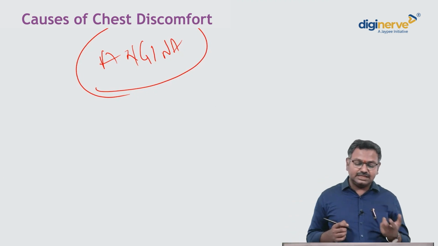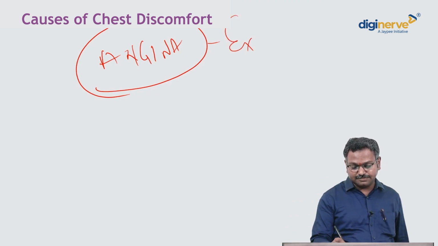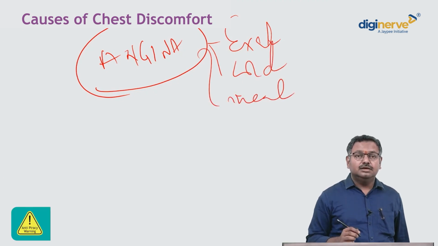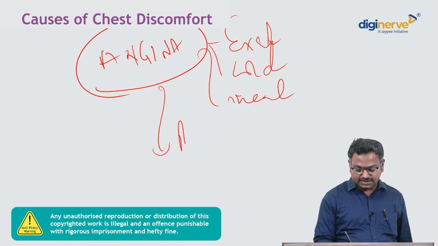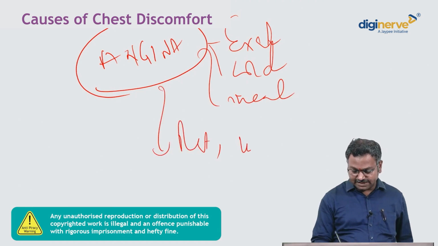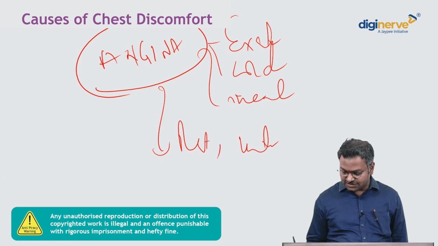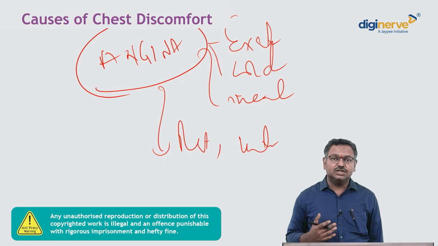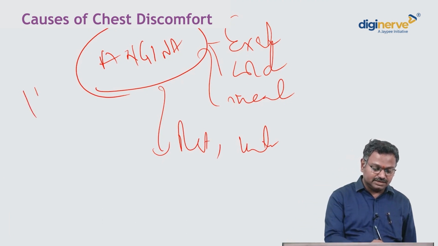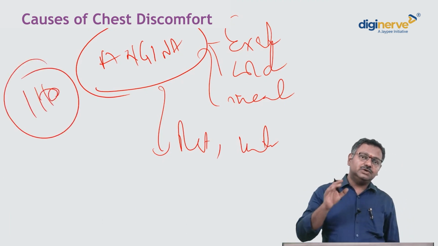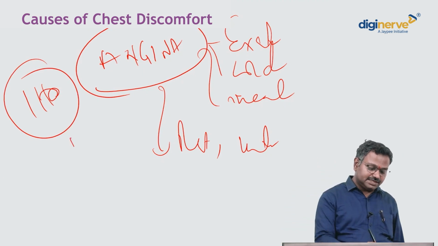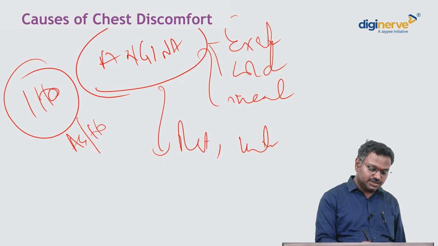Very importantly, this comes usually on exertion, after cold weather, usually after a meal, and it is relieved on rest or by taking nitrate. That's the very characteristic feature of angina. The majority of patients with angina do have ischemic heart disease as an important risk factor, but you could get angina even with chamber enlargement, LV hypertrophy, as it occurs with aortic stenosis or HOCM.